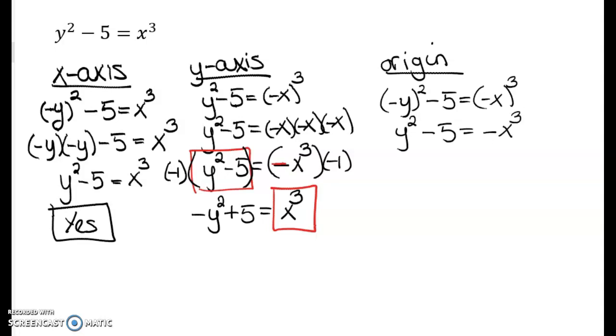Notice again, I'm going to stop here. This is the same, but the right-hand side is not. And trying to move the negative to the other side is going to change the other side. So at this point, I forgot to write no down here. We can stop, I think, and say no symmetry to the origin, no symmetry to the y-axis.